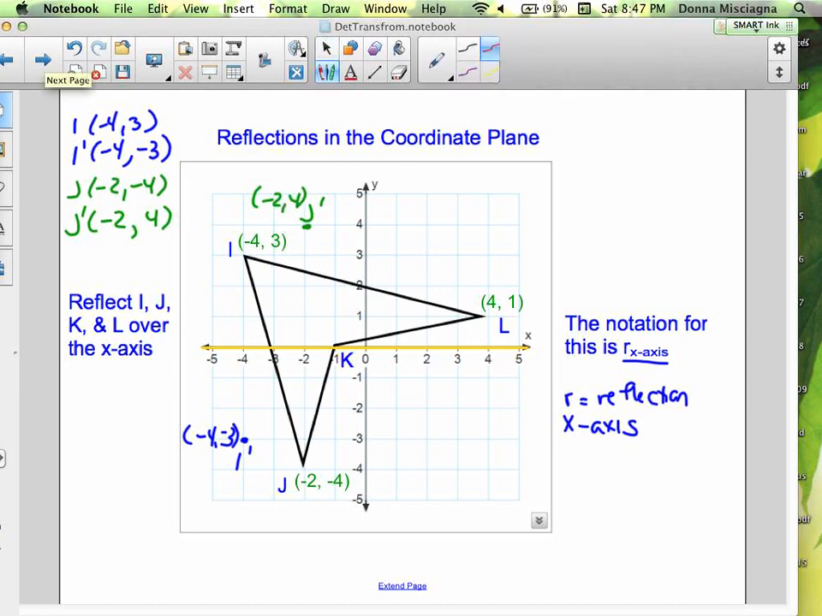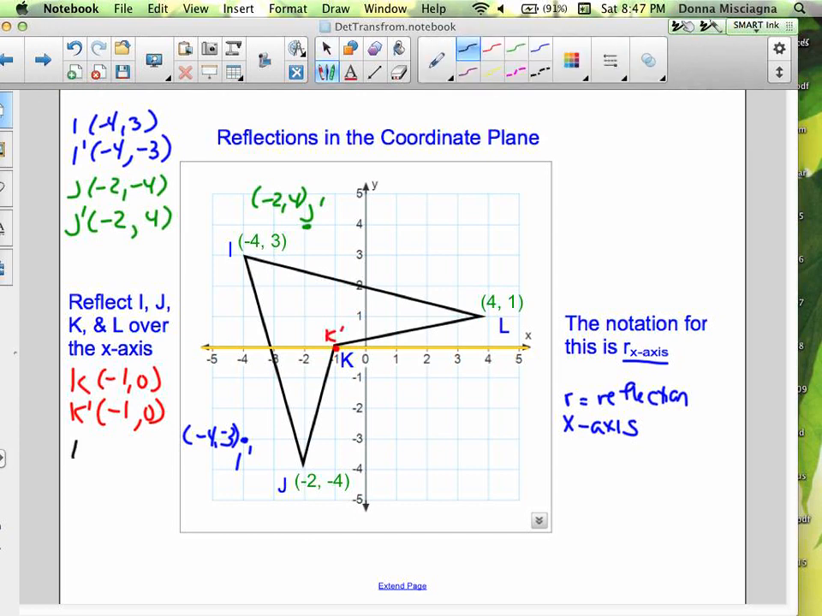Let's get K prime. Well, let's write down K first, and then let's get K prime. All right, so K is at the point (-1, 0). K prime, we keep the x, make the y the opposite. What's the opposite of 0? It's still 0. It's kind of its own negative. So there it is, K prime, didn't move at all. And then finally, L. L is located at (4, 1). L prime, keep the x, make the y the opposite, is going to be (4, -1).